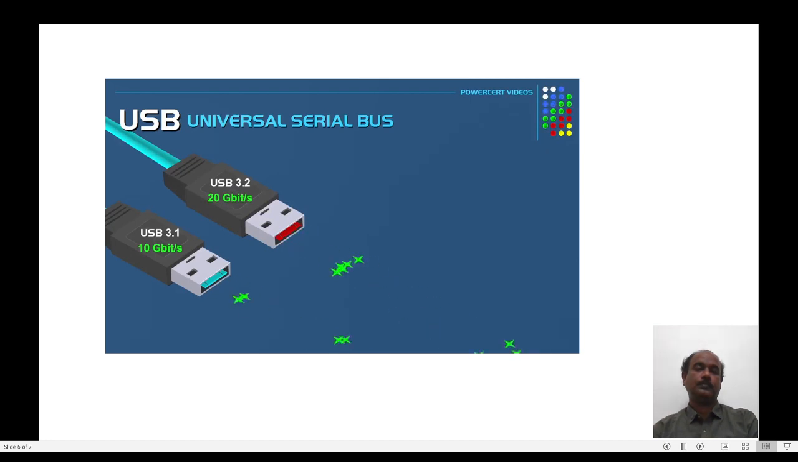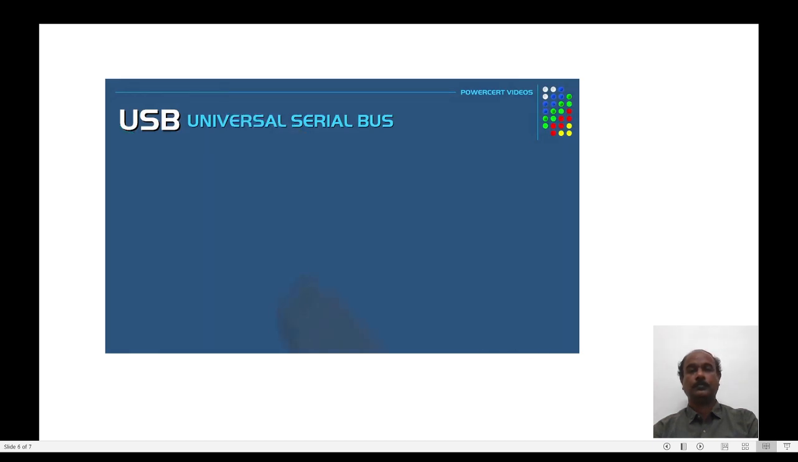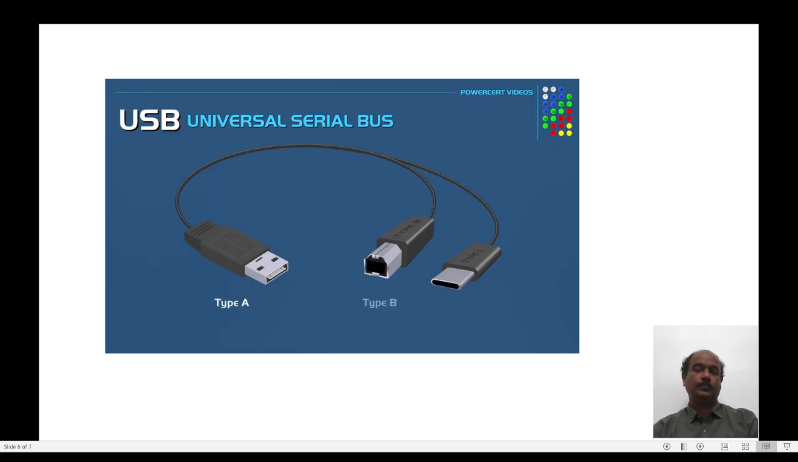And in 2019, USB 4 was announced, and this has a transfer rate of 40 gigabits per second. Now, in addition to the different speeds of USB, there are also different types of USB cables, connectors, and ports that it uses. Now, USB cables will typically have two different connectors, one on each end of a cable. They will have either Type A, Type B, or Type C, with the Type A connector on one end and B and C type connectors on the other end.